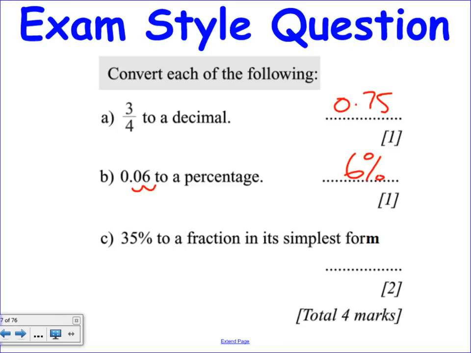35 is a fraction in its simplest form. So in its longest form, what is it? 35. And then what do we do to it? Divide by 5 and we end up with 7 over 20. Can we simplify? No. Because 7 is a prime number and it doesn't go into the 20, so you can finish there. So 7 over 20. 1 mark for this and 1 mark for the right answer on the answer line.